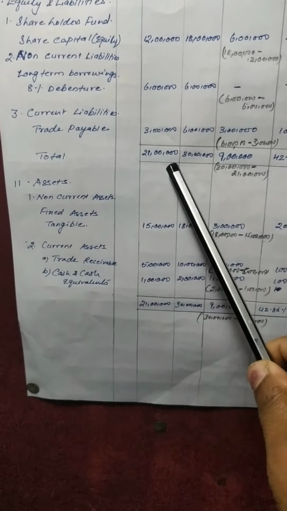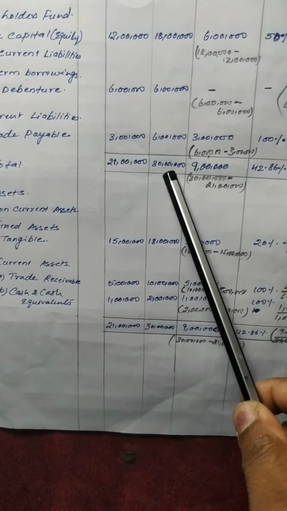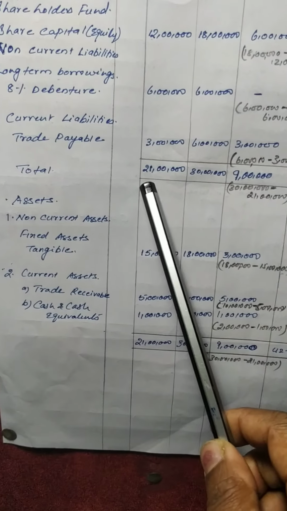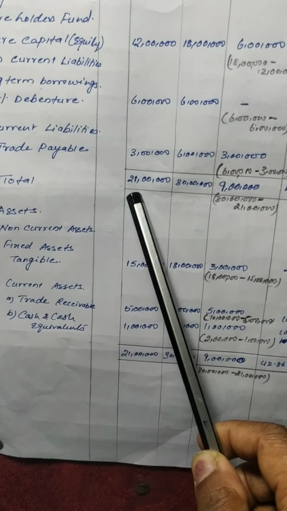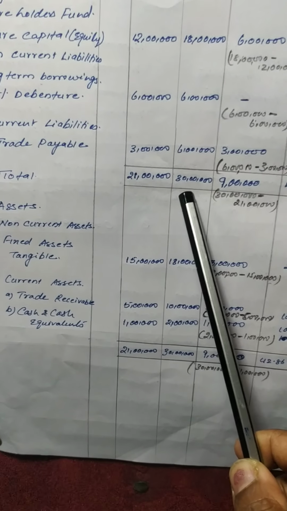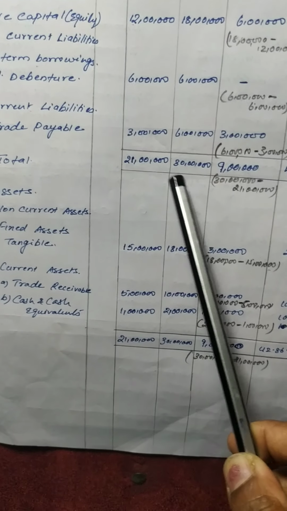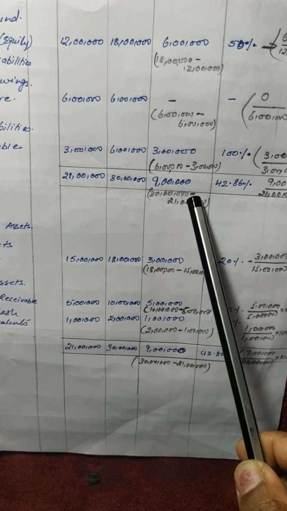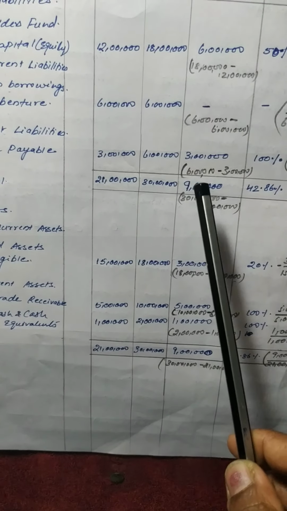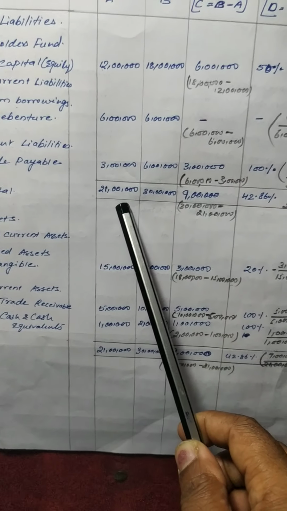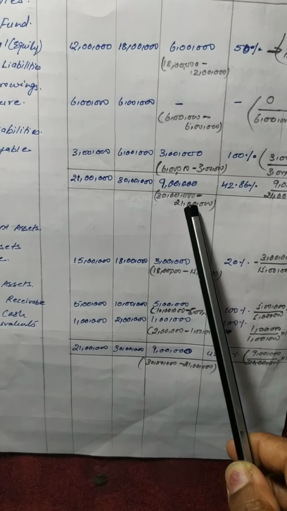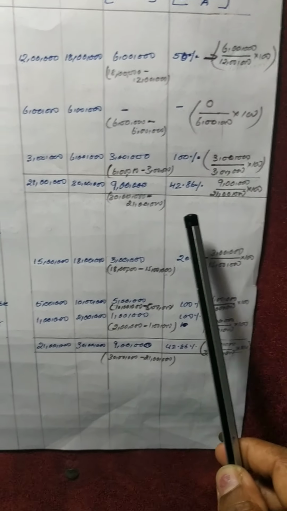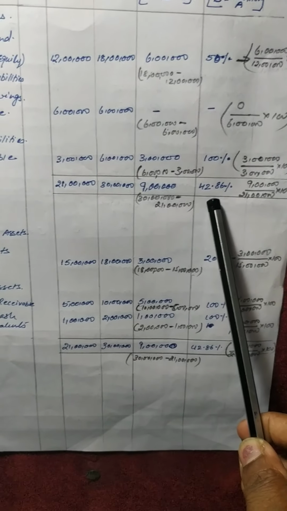Same way you also have to do the comparison of the total also. Total here, your previous year total liability was 21 lakh. Current year total liability is 30 lakh. So change is 9 lakh. Okay, now we have to find out the percentage. Percentage formula is C upon A multiplied by 100. That is 9 lakh upon 21 lakh into 100 and we got the answer 42.86.